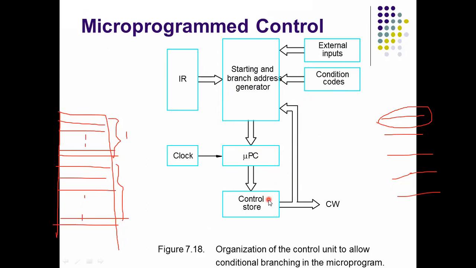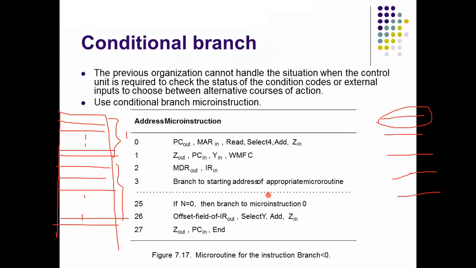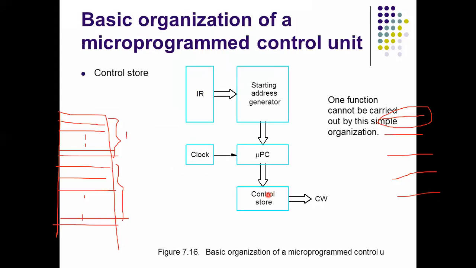How will these be activated and executed? If you observe the previous diagram and this present diagram, what are the extra blocks here?